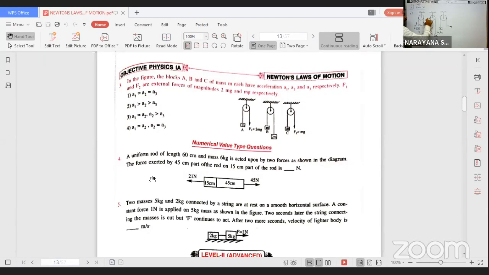Total force acting on the 2 blocks in this direction, by total mass of the system, is the acceleration of the 2 blocks. That is equal to mg by 3m, that means g by 3. So A2 is equal to g by 3. Okay, this is the acceleration in the second case.